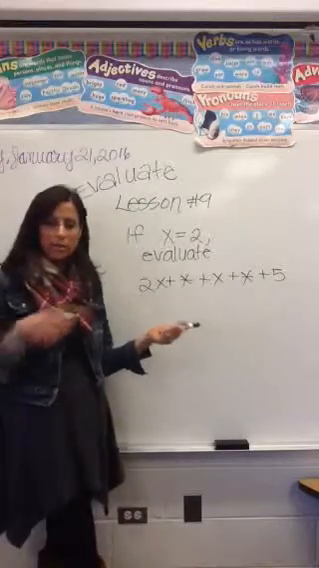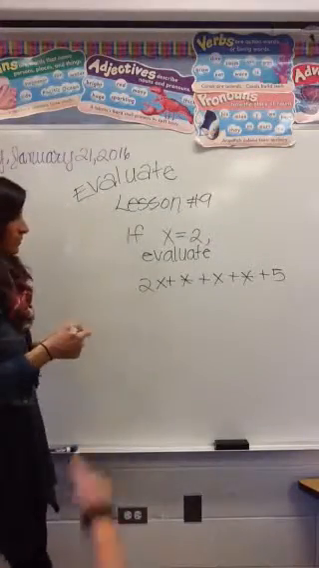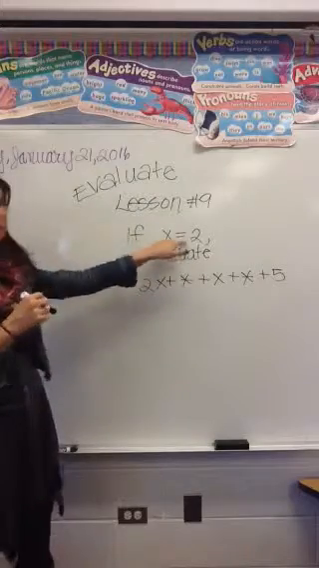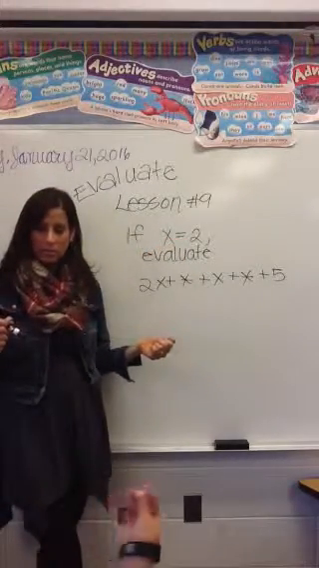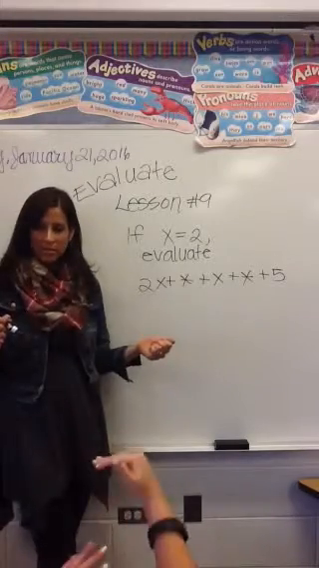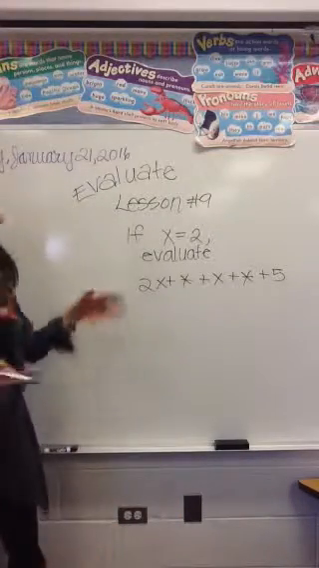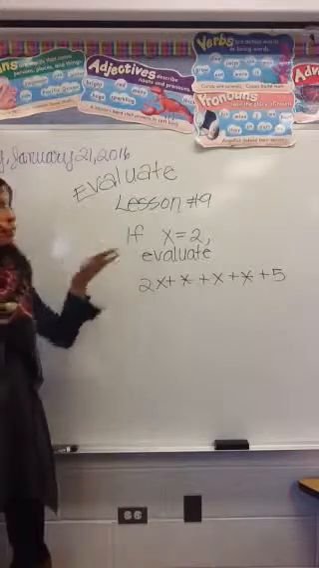Natalie? Well, I think it means there's an equal sign, like x equals 2. So if x equals 2, you have to see if this works or something like that. Exactly. So that's how we're going to evaluate. So we have an equals here.